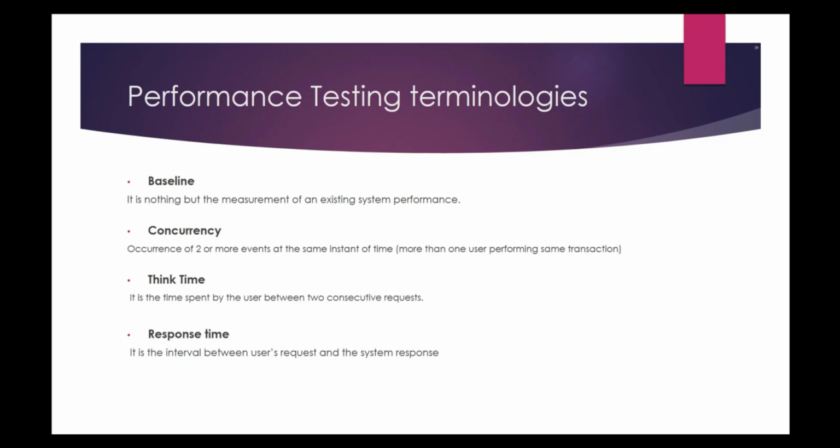Concurrency. Occurrence of 2 or more events at the same instant of time is known as concurrency. In simpler terms, it refers to more than one user performing the same action. For example, searching for a product, adding the product to the cart.